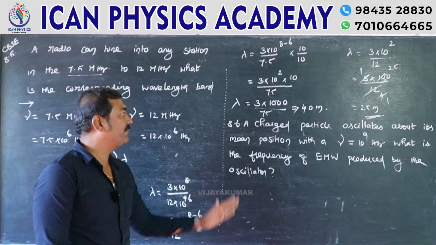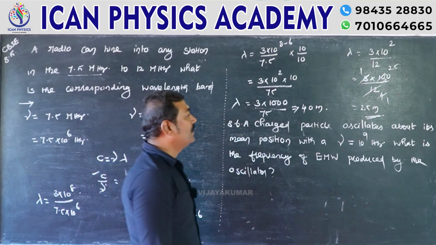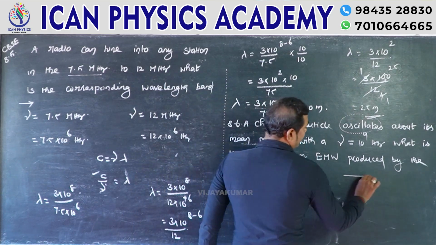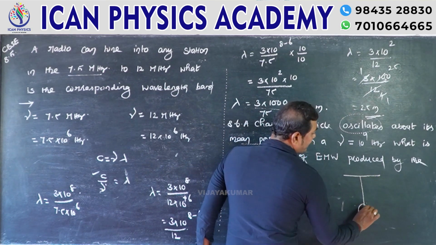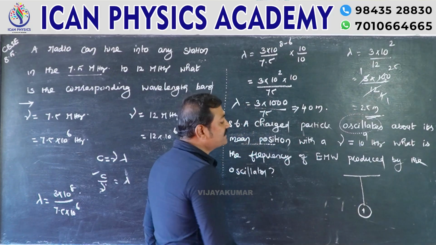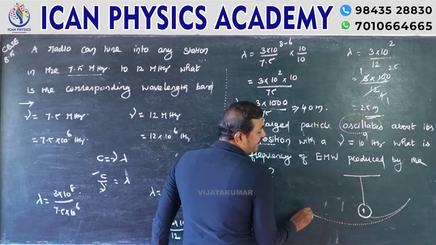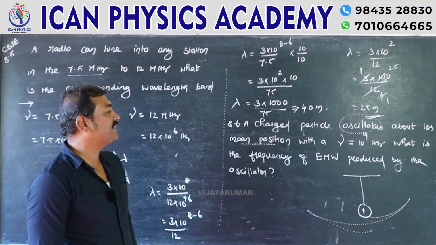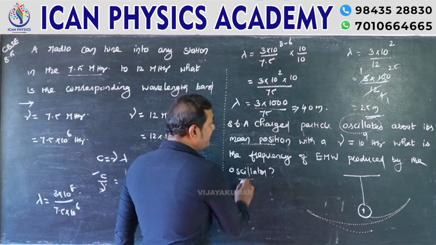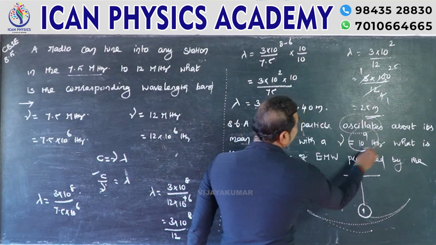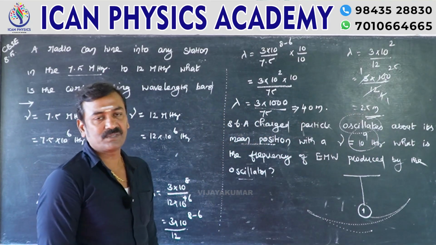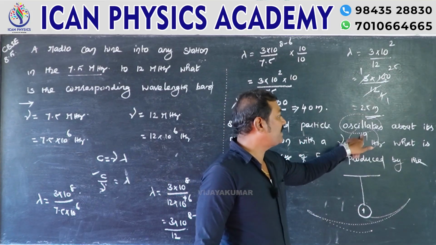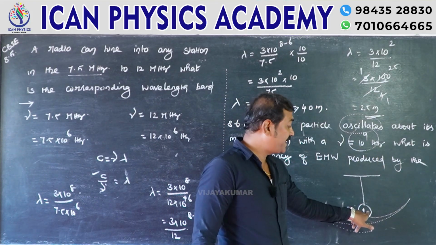No doubts. Now, a charged particle oscillates about its mean position. Let us consider this may be the charged particle. It is oscillating about its mean position. So for one oscillation, what is the frequency of the electromagnetic wave produced by the oscillator, which gives a frequency of 10 to the power 9 hertz? So the charged particle's frequency is 10 to the power 9 hertz about its mean position.